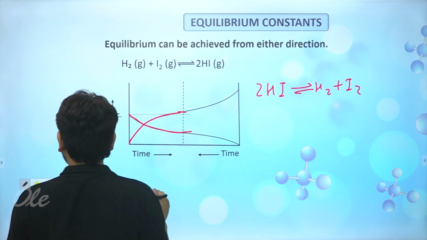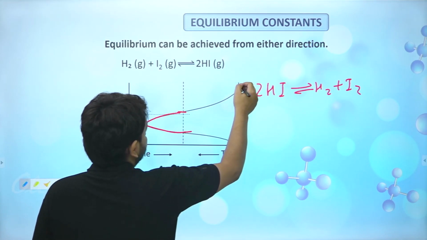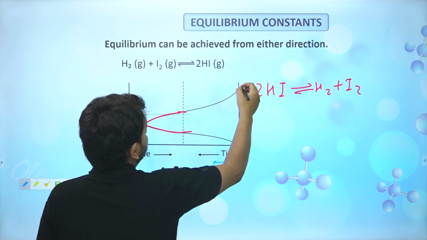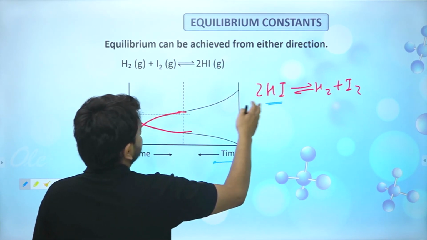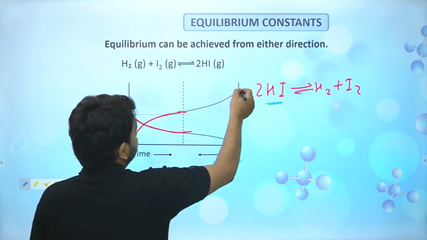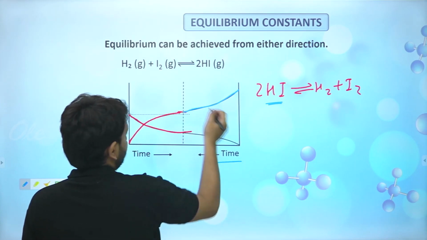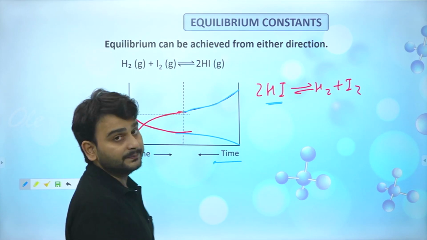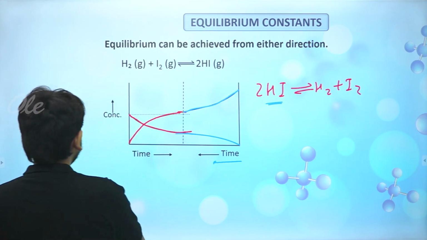Over here, if you notice, guys, we are talking about time in this direction now. If we talk about the backward direction, the second equation that we've written, the product becomes the reactant, so its concentration will fall, and the reactant becomes the product, so its concentration will increase, and reach equilibrium. I hope you've understood this, guys. This is very, very simple.